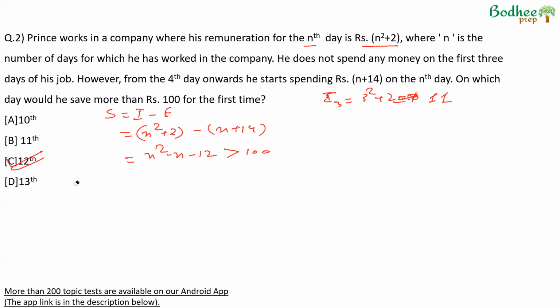Or I can solve the inequality and I can say n square minus n minus 112 has to be greater than 0. Now 112 is 2 into 56, which is 2 into 2 into 28. 28 is 2 into 2 into 4 into 7. 16 and 7, the difference should be 1.